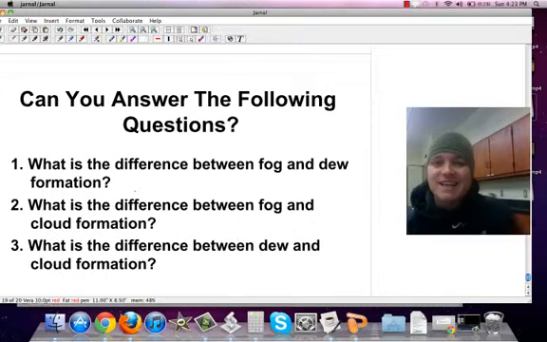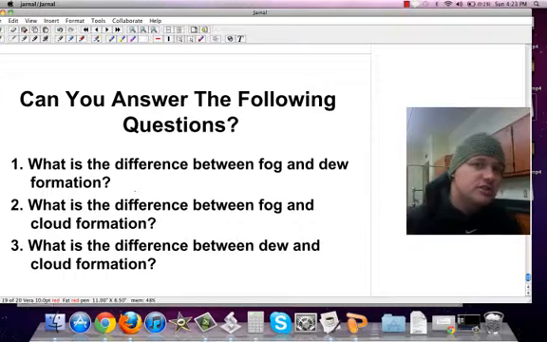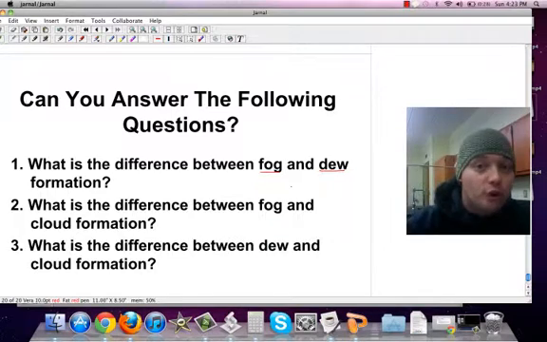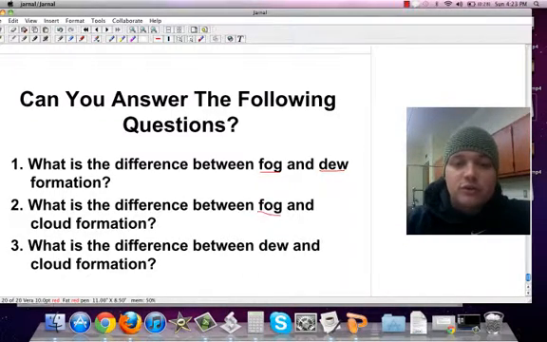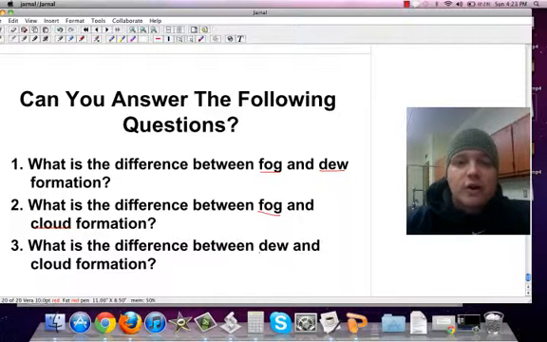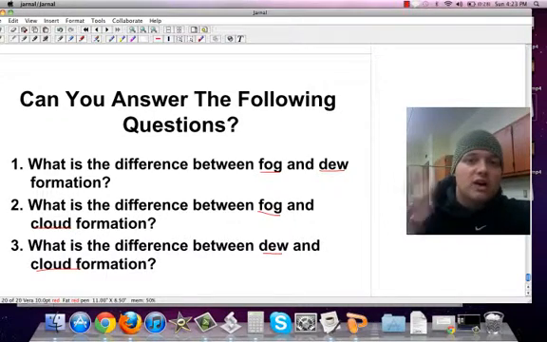All right, so with taking all of that into account, there are three questions I'd like you to try to answer, okay? The first of which is, what's the difference between fog and dew? So again, taking the terms fog and dew, what's the difference between how they form? That's the key word, form. The second question is, what's the difference between fog and clouds and how they form? Again, the process in which they're created and made. And then the third question I have for you to answer is, what is the difference between dew formation and cloud formation?